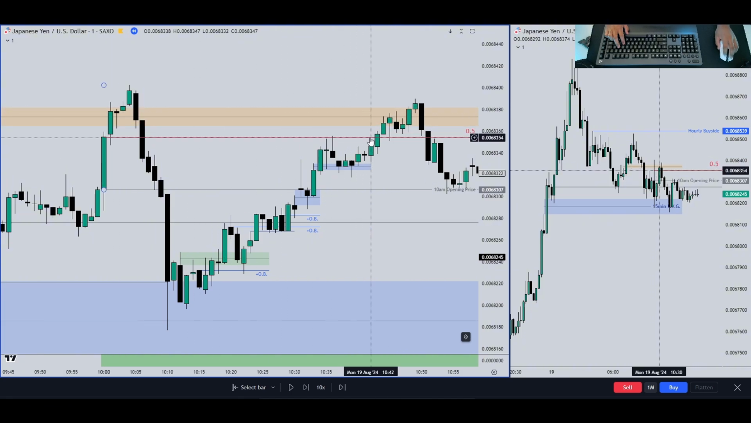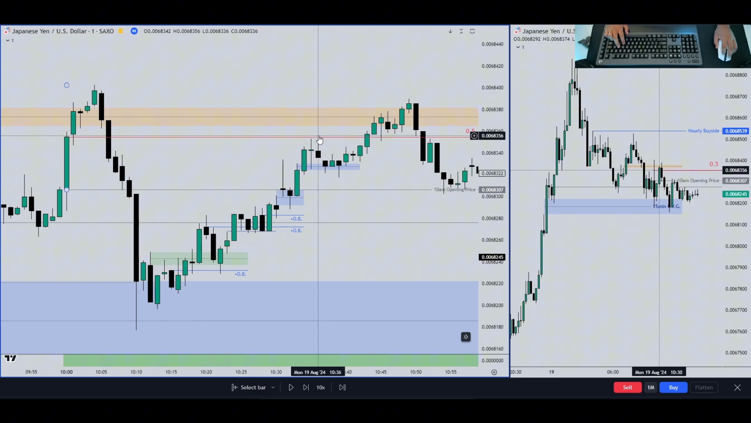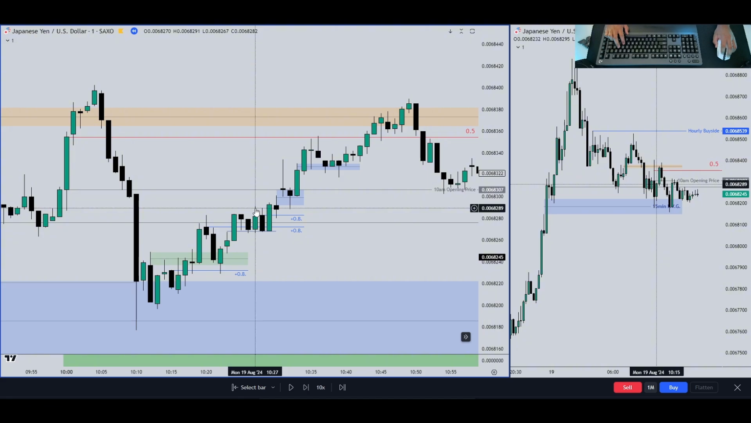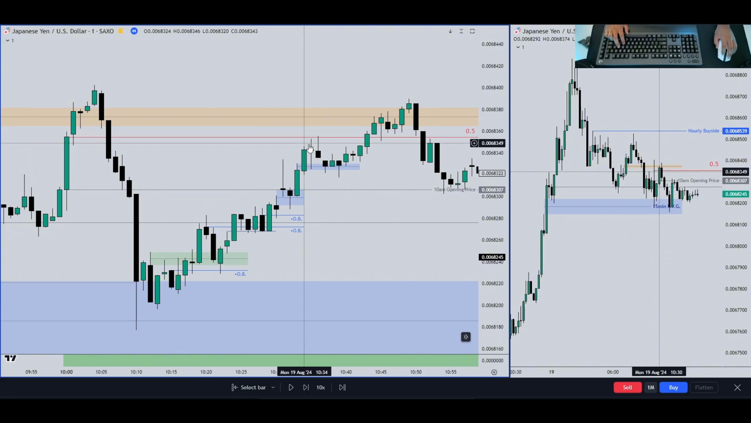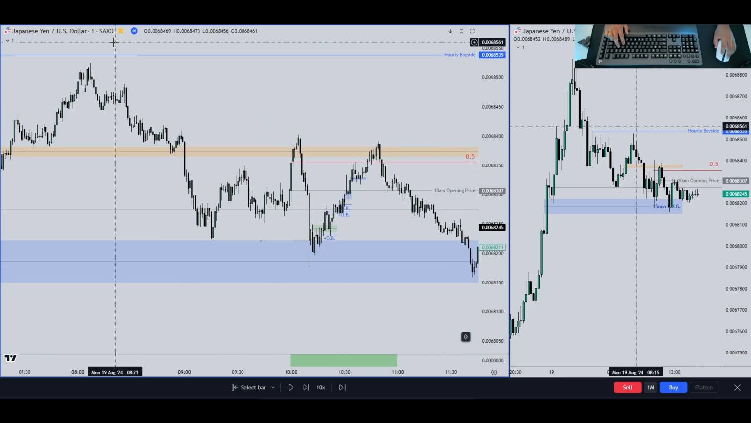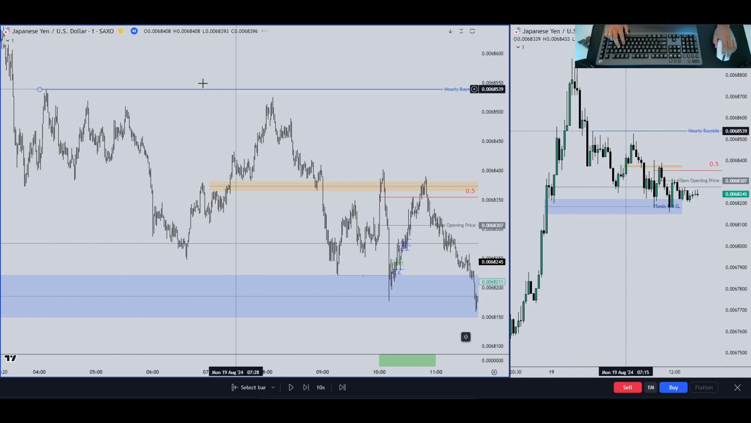And remember, this is the consequent encroachment that we marked here of the wick. So potential exits could be the 50% of there. Maybe you could take a partial possibly here, here, or maybe potentially a second partial here, and then your final target here.